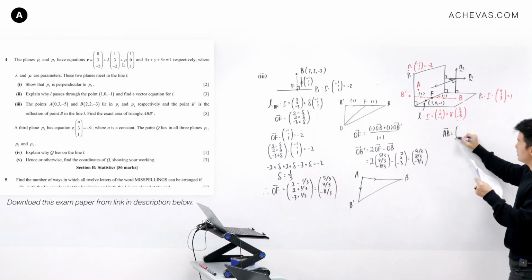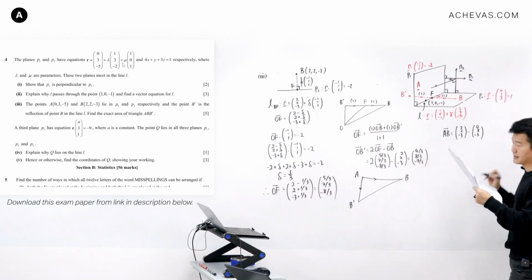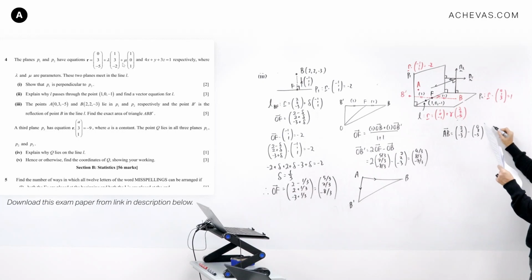AB is going to be OB minus OA. OB is 2, 2, minus 3, minus OA, which is 0, 3, minus 5. This is given to us by the question. And this is equal to 2, minus 1, 2.